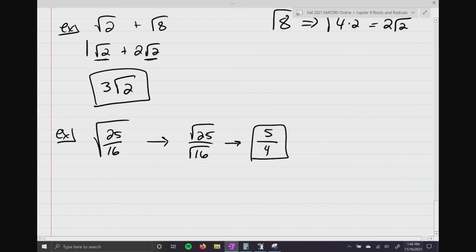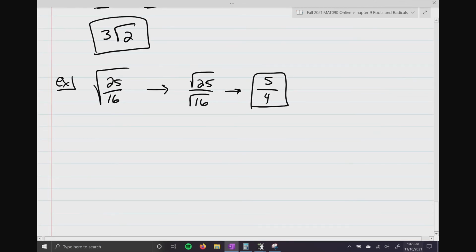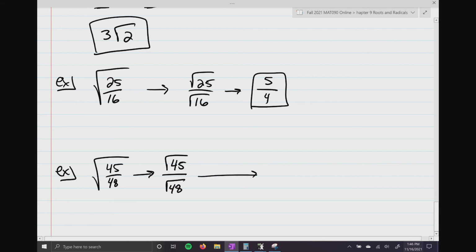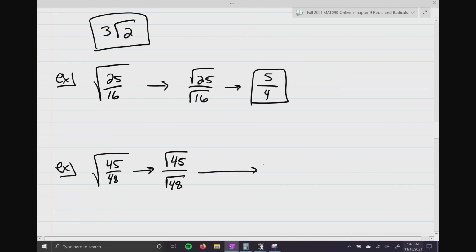We could extend this even further. We could do something like this. Let's say the square root of 45 over the square root of 48. First thing I would do is separate. And then from here, I would treat them like two little mini problems. In other words, square root of 45 is the square root of 9 times 5, which turns out to be 3 square root of 5.